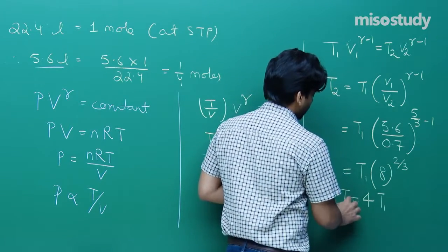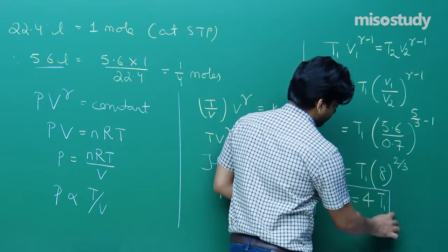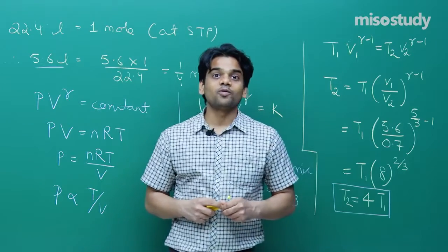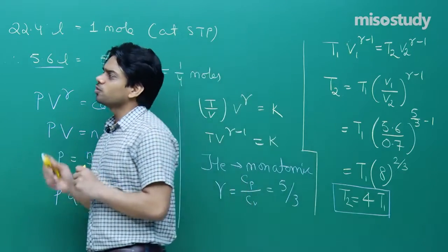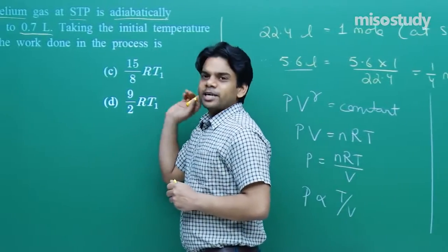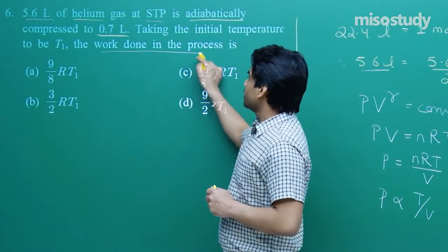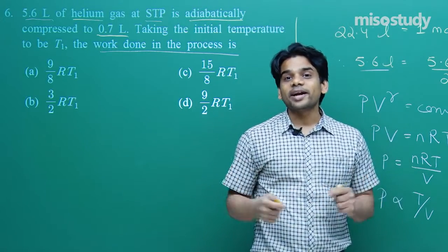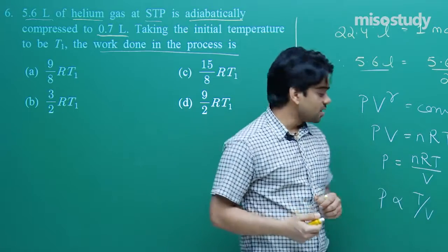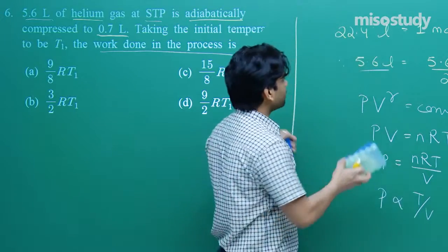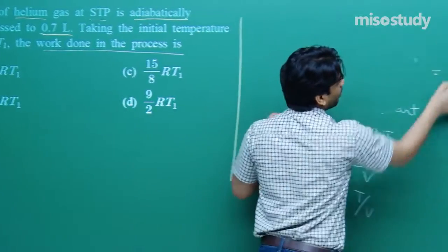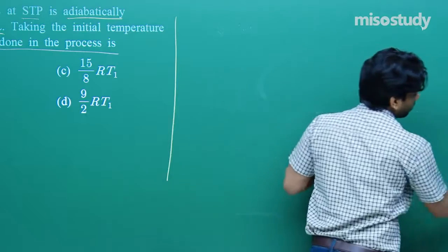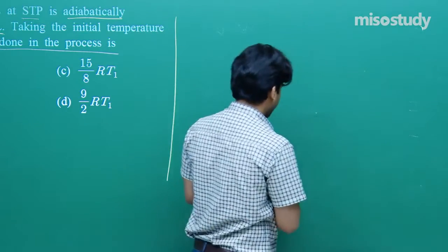I believe you can clearly see that T2 equals 4T1. First, we obtained the value of T2 in terms of T1. Next, what we need to do is find the work done in the process. Remember 1 by 4 moles is the number of moles of gas in the container. In an adiabatic process, the heat energy supplied is 0, so for an adiabatic process we know that delta Q is 0.